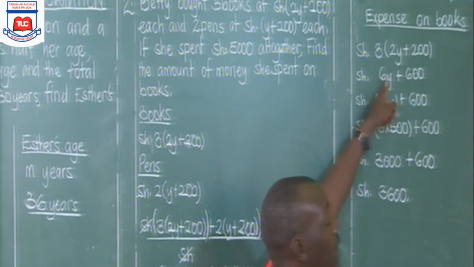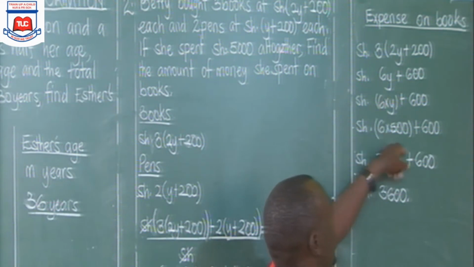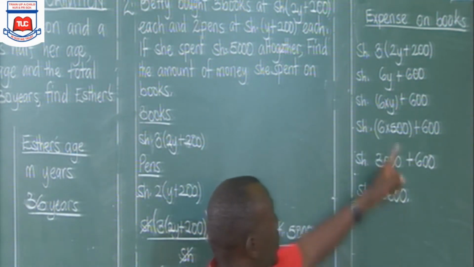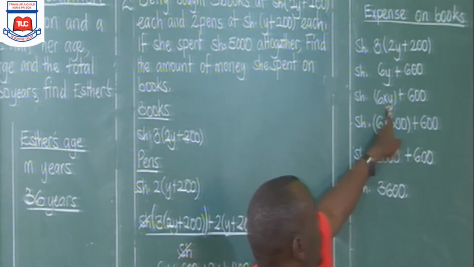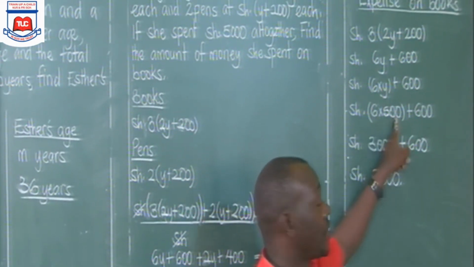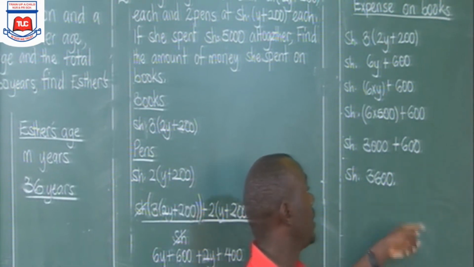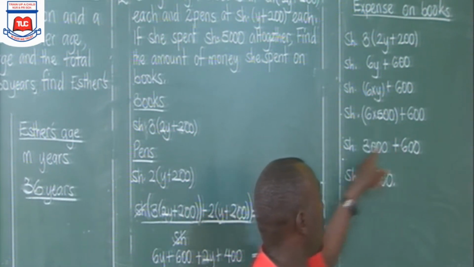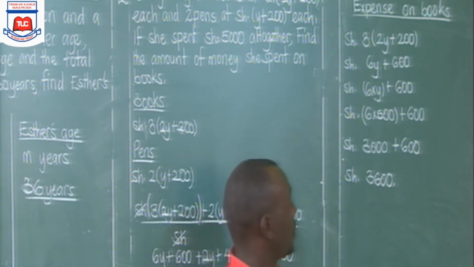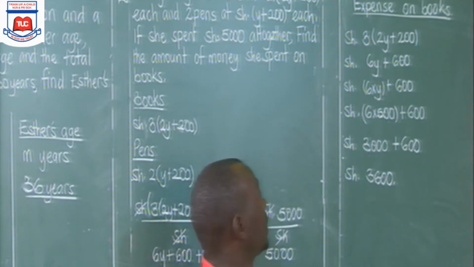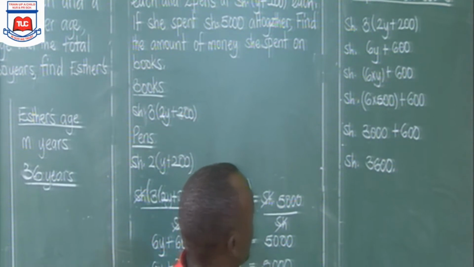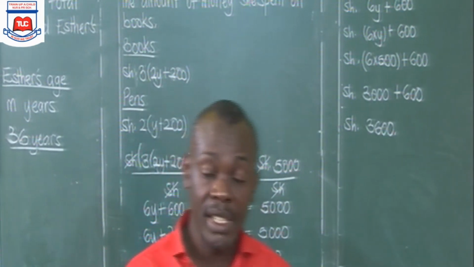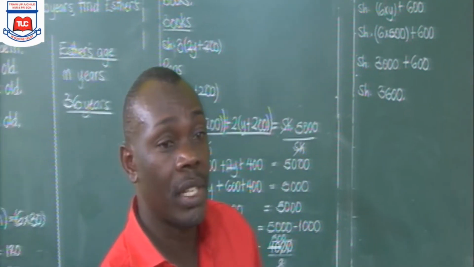And now expand 6y, which is 6 times y, then plus 600. The y we got as 500, and we substitute it here. Therefore you say 6 times 500 plus 600, which is 3,000 plus 600 shillings, which is equal to 3,600 shillings. So all the 3 books were bought at 3,600 shillings. That's how number 2 is also dealt with.